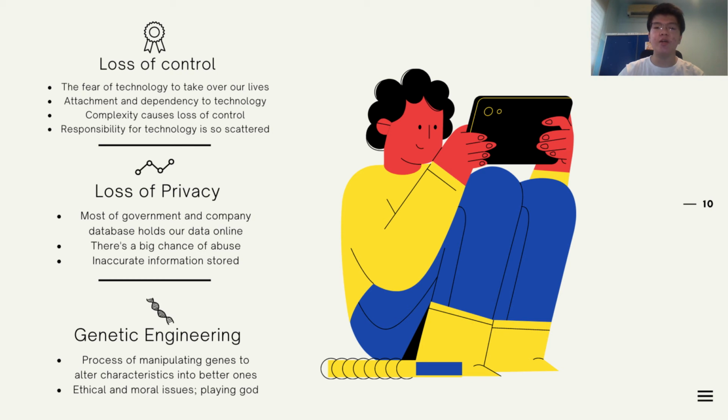Lastly is genetic engineering. Genetic engineering is a process of manipulating genes to alter characteristics into making a better one. This has long been an issue in science and technology because of its ethical and moral issues. Genetic engineering is often looked at as playing God by a lot of people.